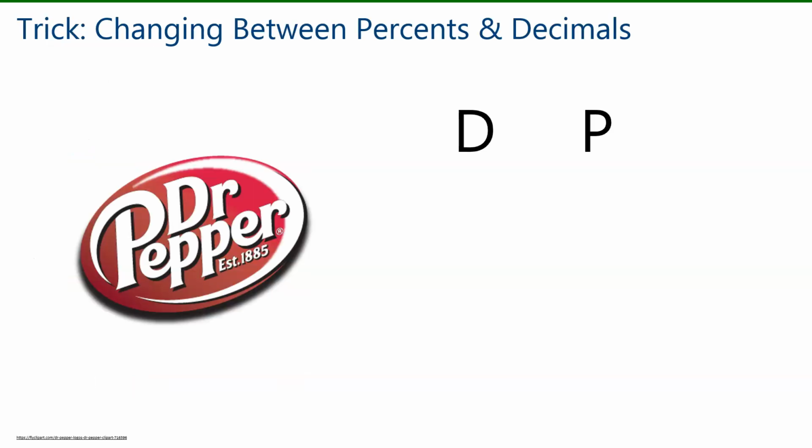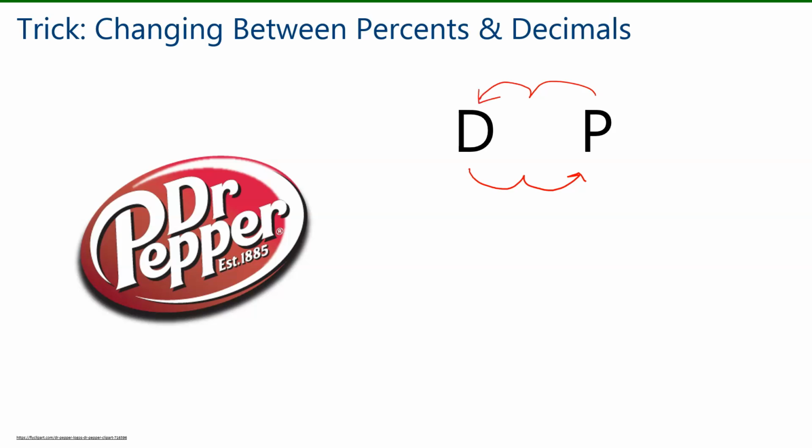There is a trick that we can use when changing between percents and decimals, sometimes known as the Dr. Pepper method. The D stands for decimals, and the P stands for percents. And essentially, it's just a quick way for us to remember the direction in which the decimal moves when changing from decimals to percents, or percents to decimals. When changing from a decimal to a percent, we would multiply by 100. So essentially, we would move the decimal place 2 places to the right. When we change from a percent to a decimal, we would divide by 100, which essentially means move the decimal 2 places to the left.